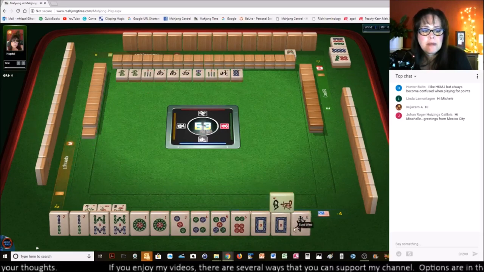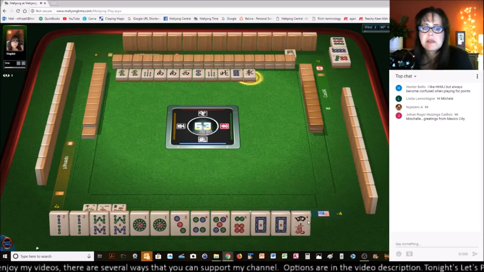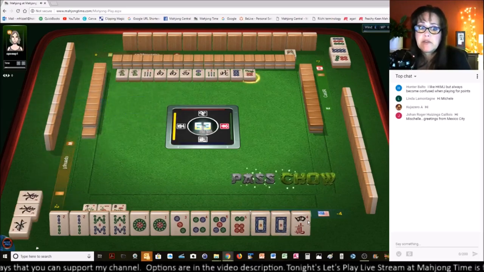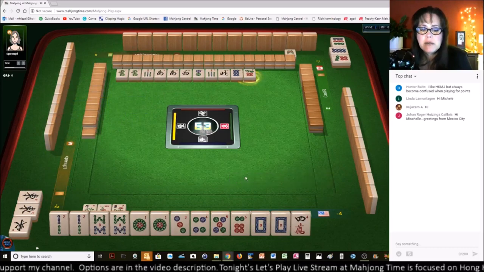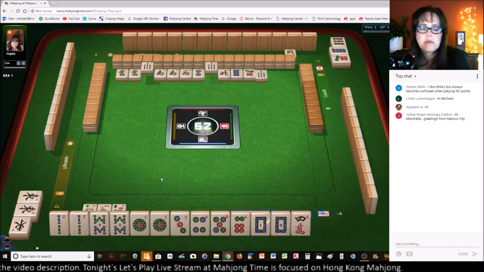Eight dots. Okay, four. Let's get rid of the honor. East wind. Any honors, if they're single and you're playing all pung, you might want to get rid of them early, for that reason. We don't want chows, we want a pung. Seven bam, there are two out. That would be a good discard.